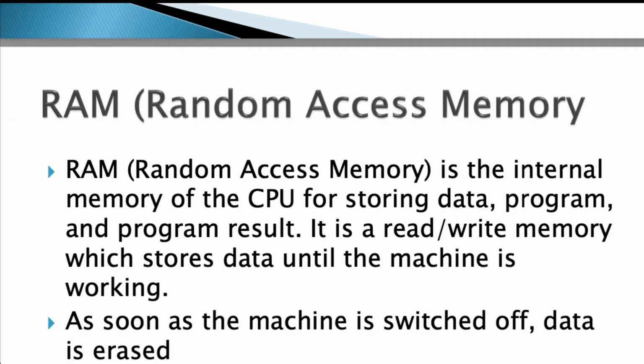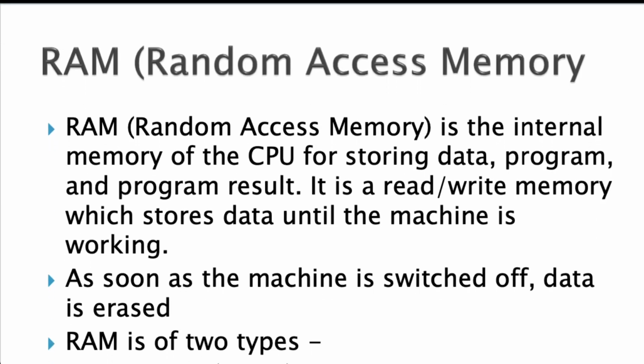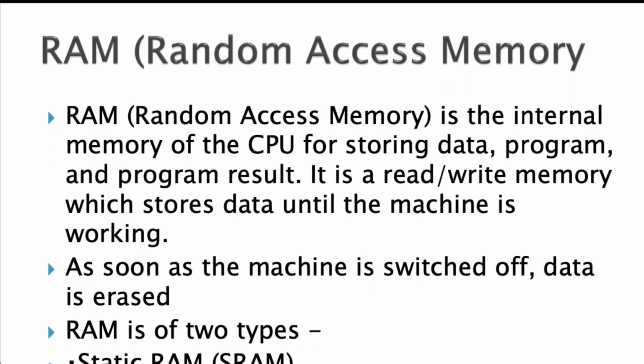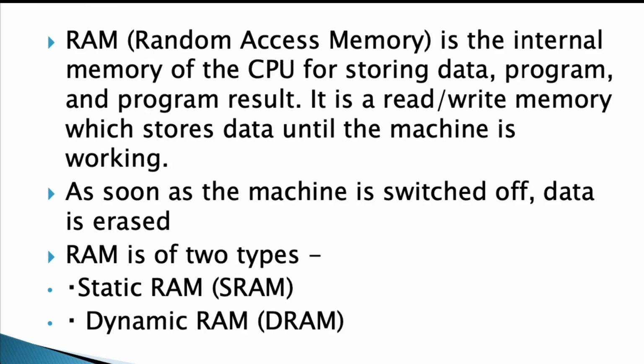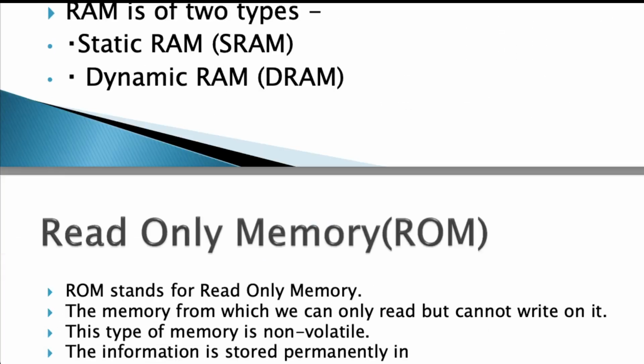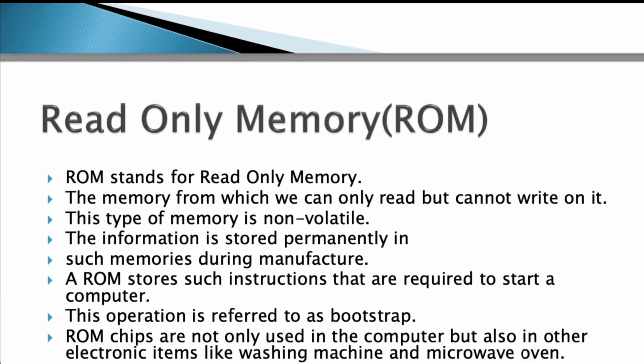So RAM, as the name indicates, is random access memory. This random access memory can store data, programs, and results. This is a read-write memory, and it stores data until the machine is working. As soon as you switch off the machine, the data in this will get erased. RAM is of two types: SRAM, otherwise called the static RAM, and DRAM, otherwise called the dynamic RAM. Then you have the ROM, the read-only memory.